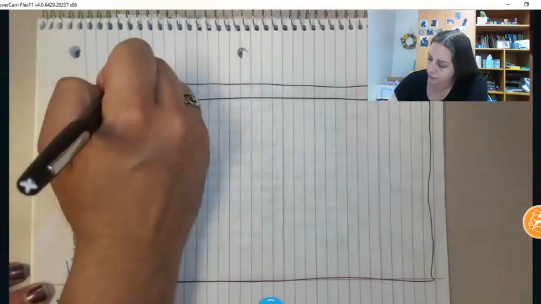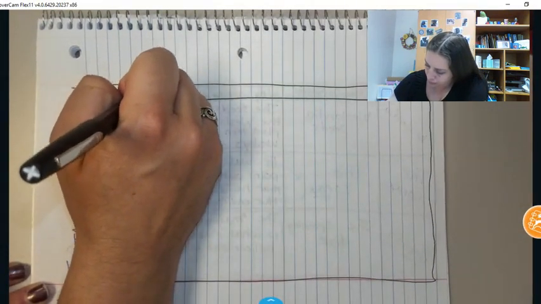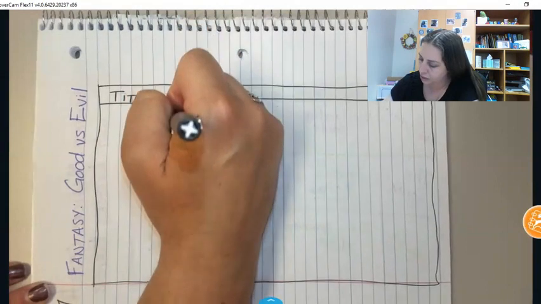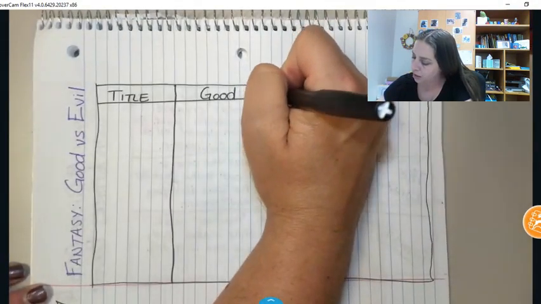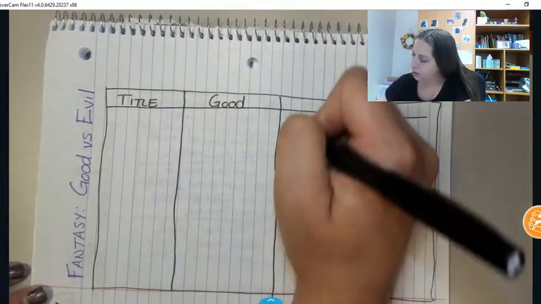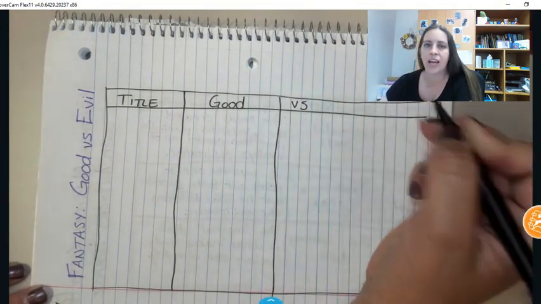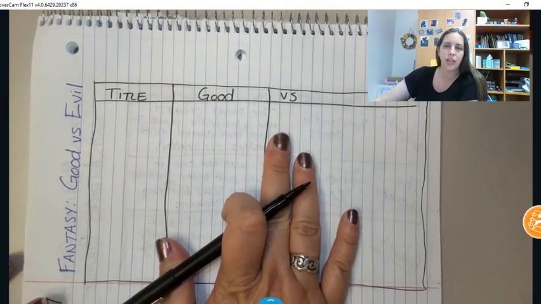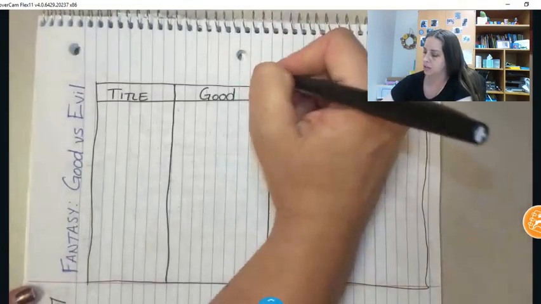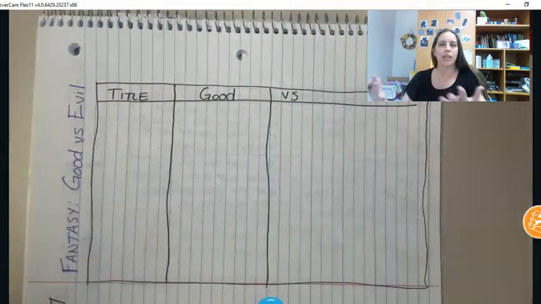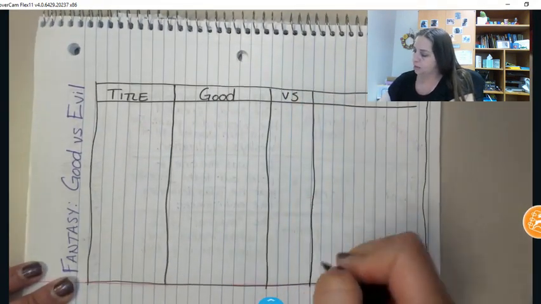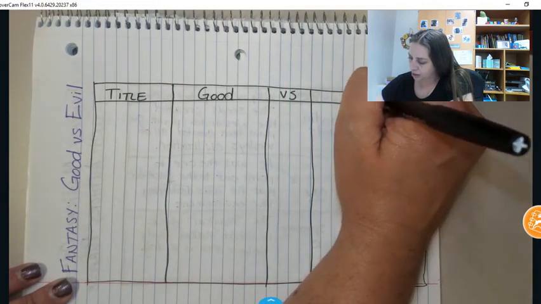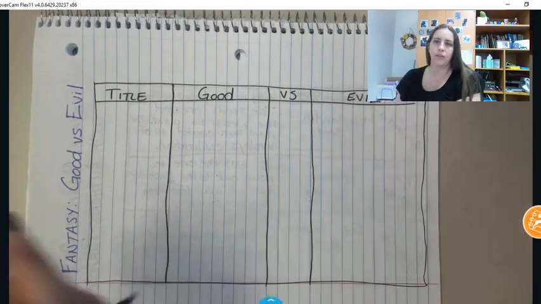I'm going to put Title, because we always need to know the title of the story we're talking about. That's going to be my first column. Then I'm going to have a nice big column that says Good, and then a skinny little column that says VS. And when you have VS, that is an abbreviation for the word versus or against. So they're competing against each other, and we're seeing how they're different. Good versus, and then the last section is Evil.